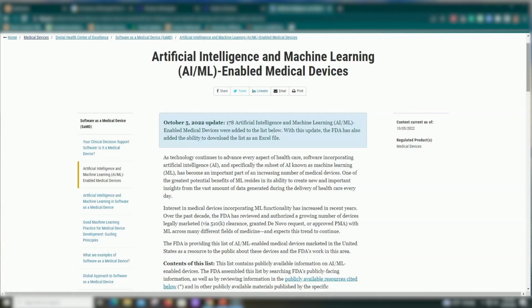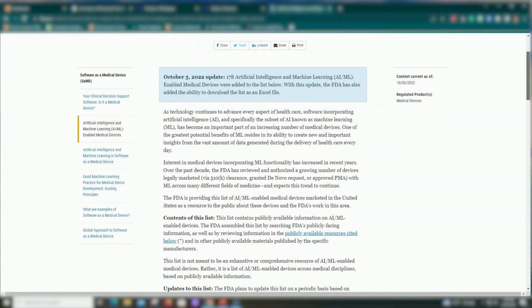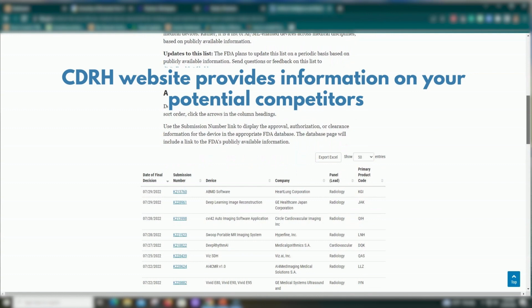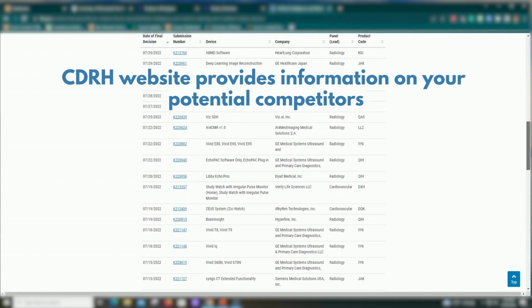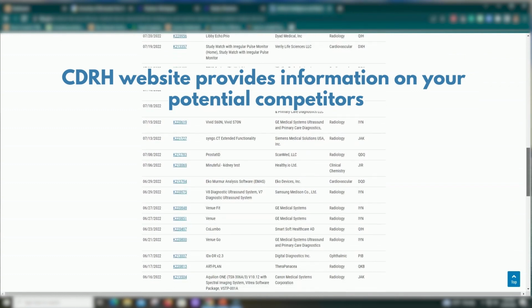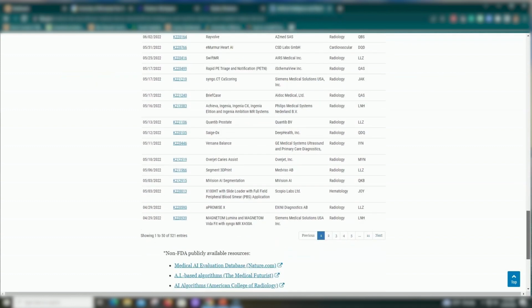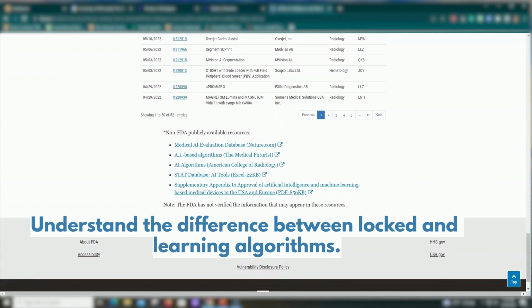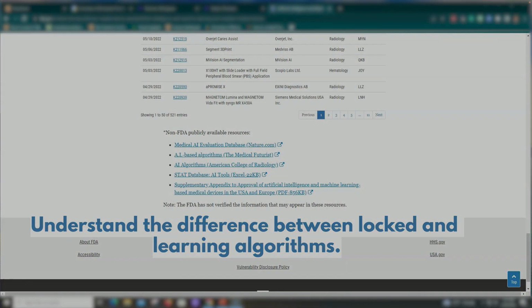CDRH also provides a database of other SaMD products and their details about those products, and you can find that on the FDA website. It's also important to understand the difference between locked and learning algorithms as you evaluate your product against other products and the risk level that those products represent.